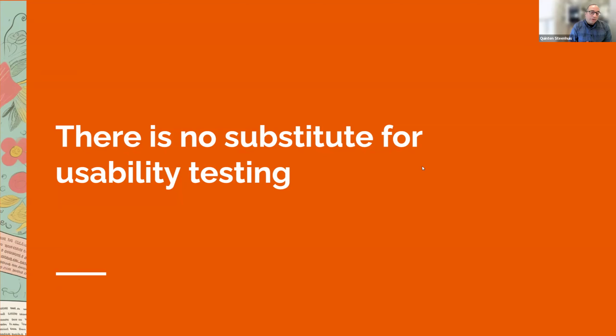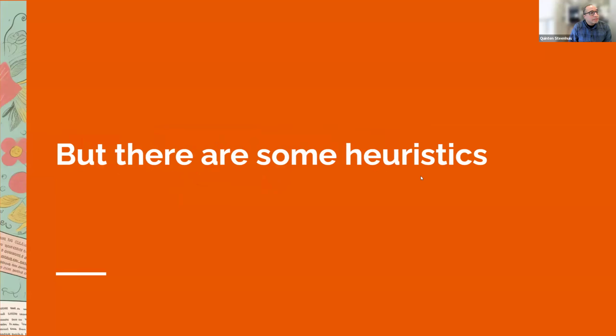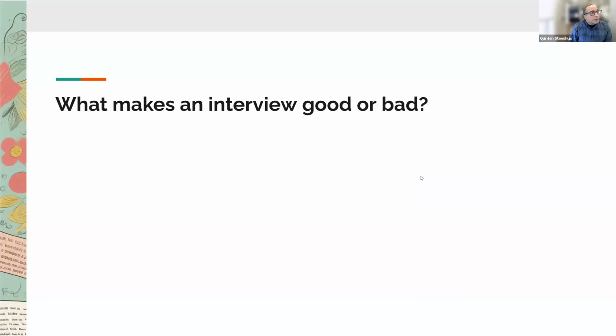That said, we're going to cover heuristics, things that kind of get you to a good starting place. You don't want to have to reinvent every part of your interview every time, and you don't need to if you start with a good foundation. So at the top, this is what I think are the things we should be thinking about that make an interview good or bad. So we're thinking about things from the user's point of view.